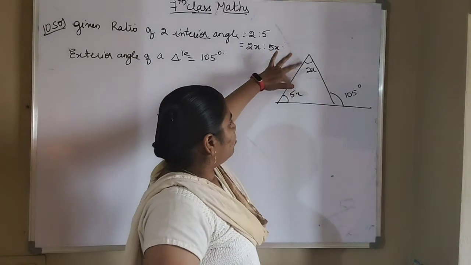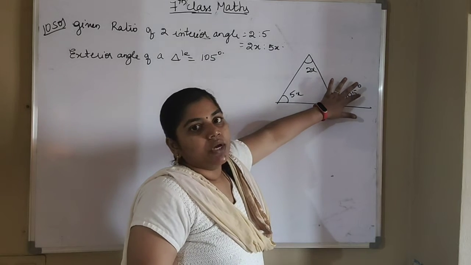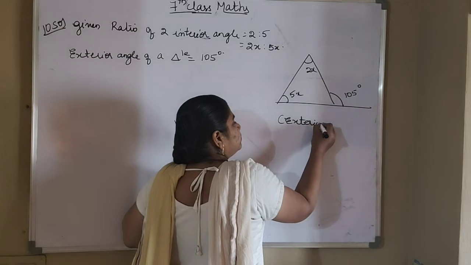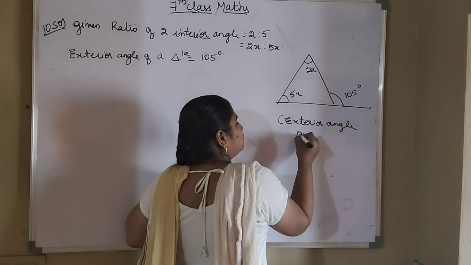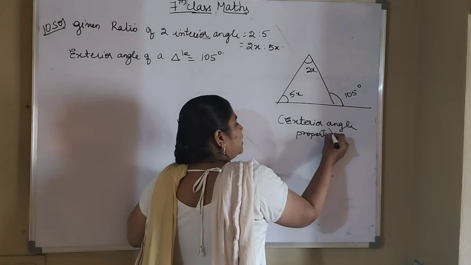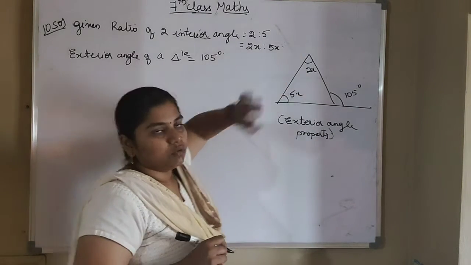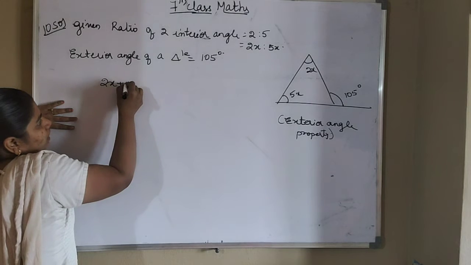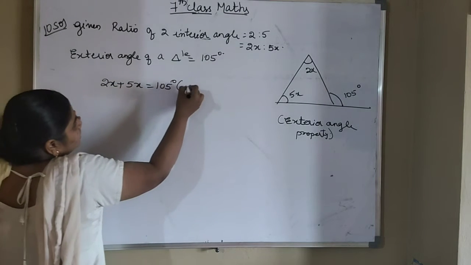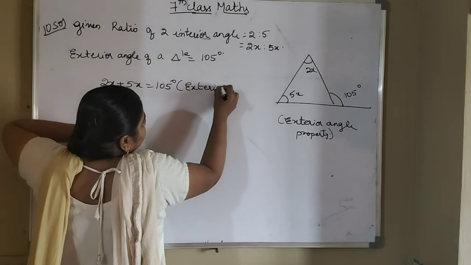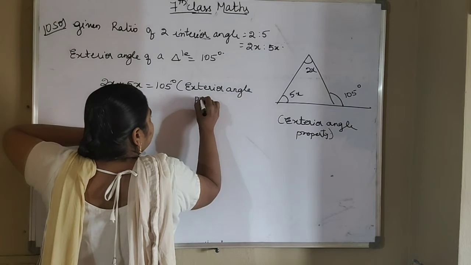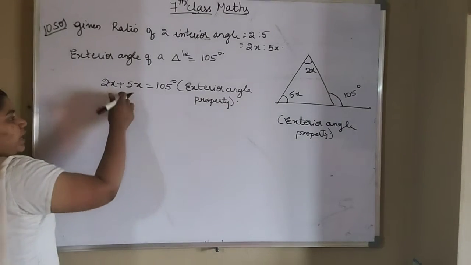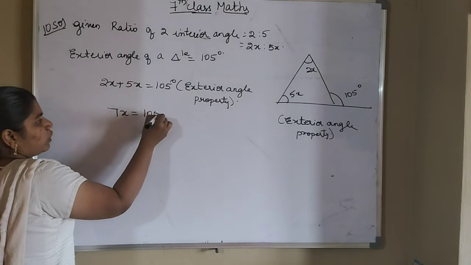Already we know that the sum of the two interior angles will be equal to the exterior angle, that is by using the exterior angle property. So the sum of the two interior angles equals the exterior angle, that is 2x plus 5x is equal to 105 degrees by using the exterior angle property. Now 2x plus 5x is how much? 7x is equal to 105 degrees.